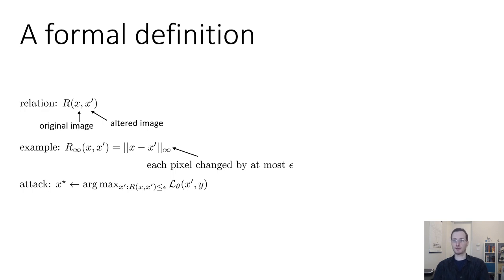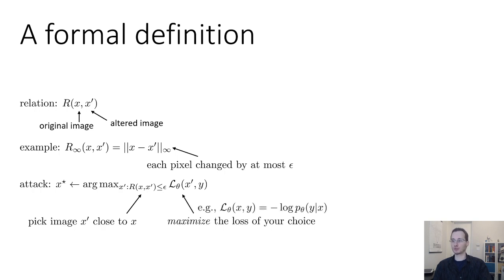And then the adversarial attack can be defined as a constrained optimization problem. Our goal is to maximize the loss function for our model theta, subject to the constraint that R(x, x') is less than or equal to epsilon. If R is the infinity norm, that amounts to saying that the infinity norm between x and x' should be bounded by epsilon, which is like saying change each pixel by at most epsilon while maximizing the loss. So the constraint: pick an image x' that is close to x, and maximize the loss of your choice.